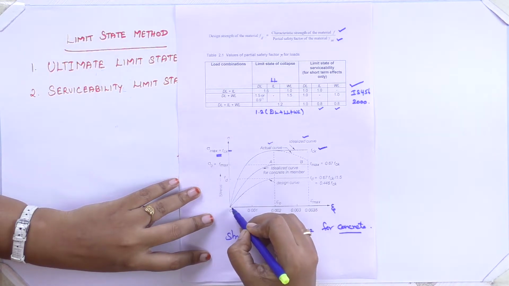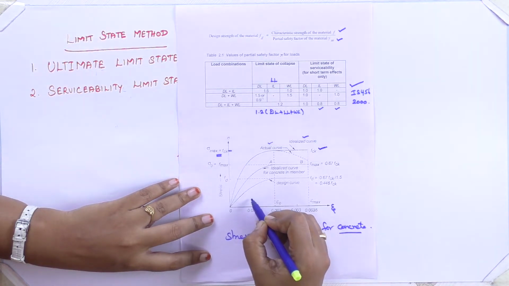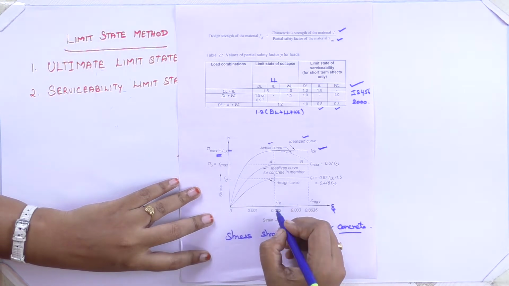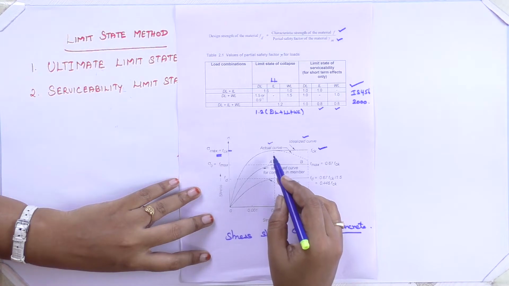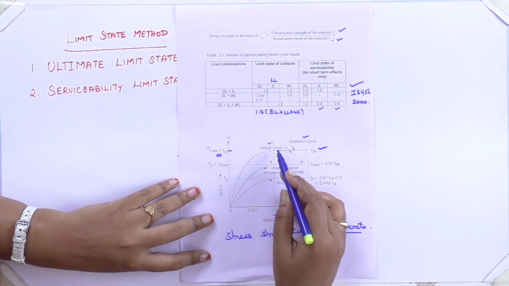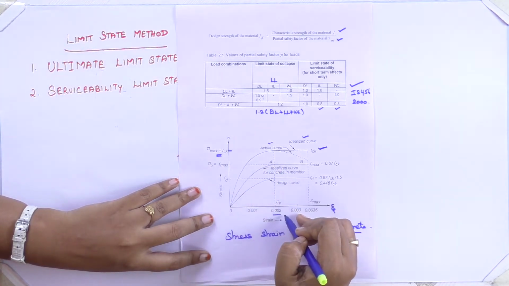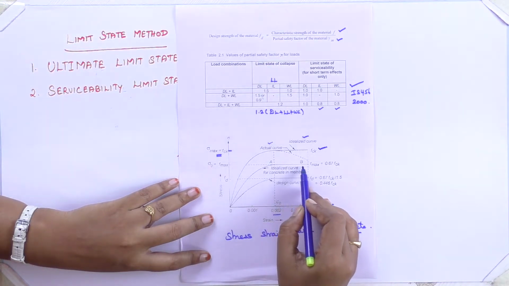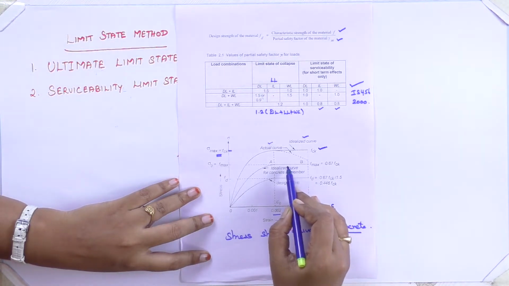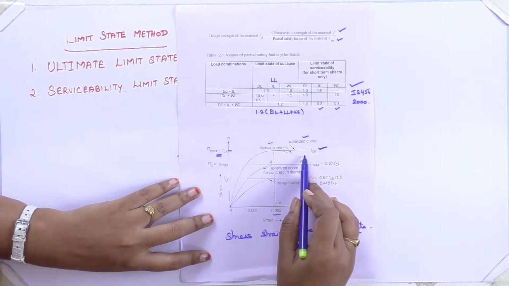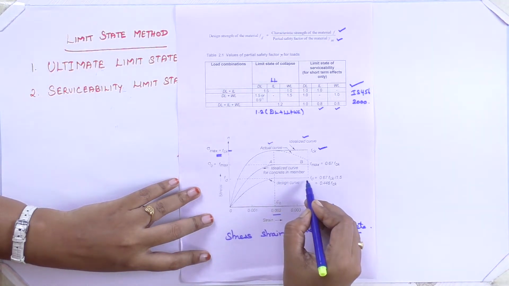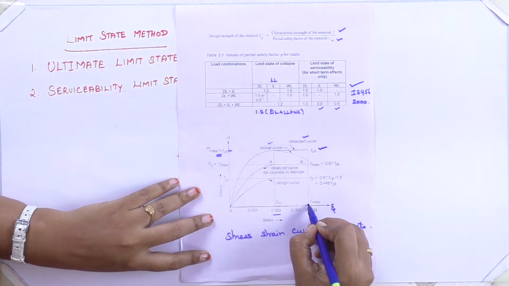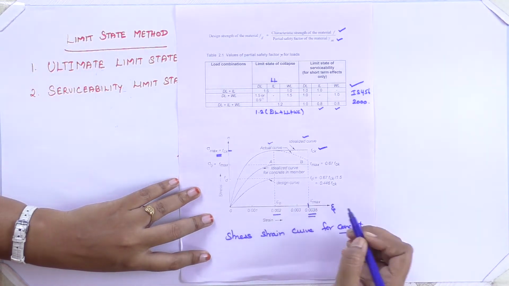Then up to 0.1, the parabolic nature will start. Then up to 0.002, that is called the proof strain value, it will be around parabolic fashion only. After 0.003, it will be entering the ultimate strain value. Here you can see the stress is not increasing, whereas strain alone is increasing. That is, it is entering into the danger zone. The ultimate strain value of concrete is 0.0035.